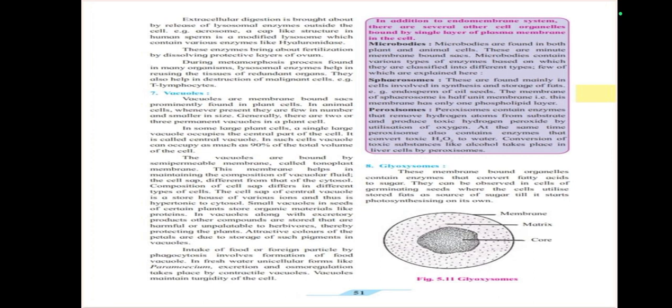Glycosomes. These membrane-bound organelles contain enzymes that convert fatty acids to sugar. They can be observed in cells of germinating seeds, where the cells utilize stored fats as a source of sugar till the seedling starts photosynthesizing on its own. Figure 5.11 Glycosomes.